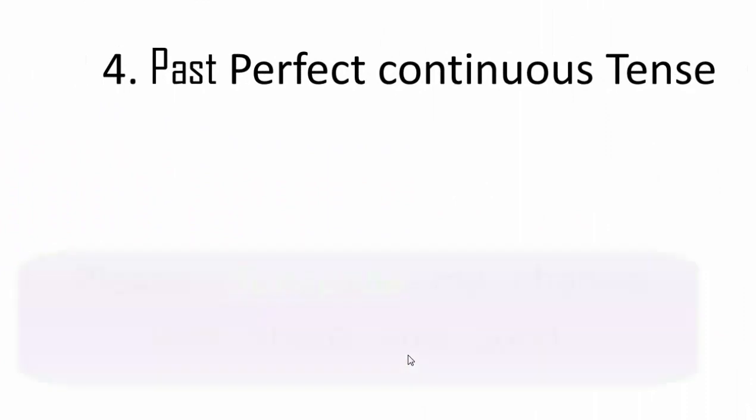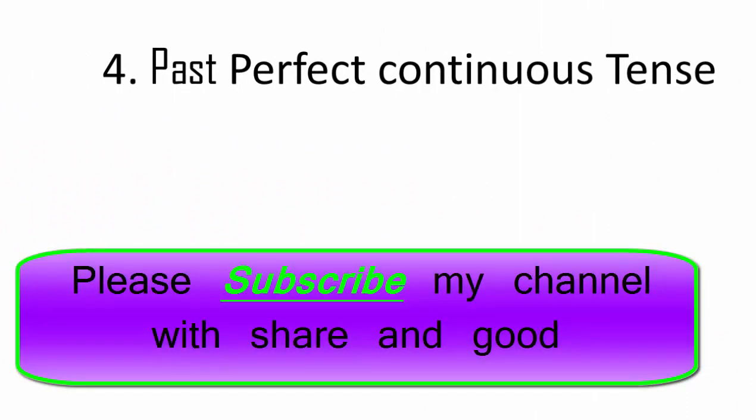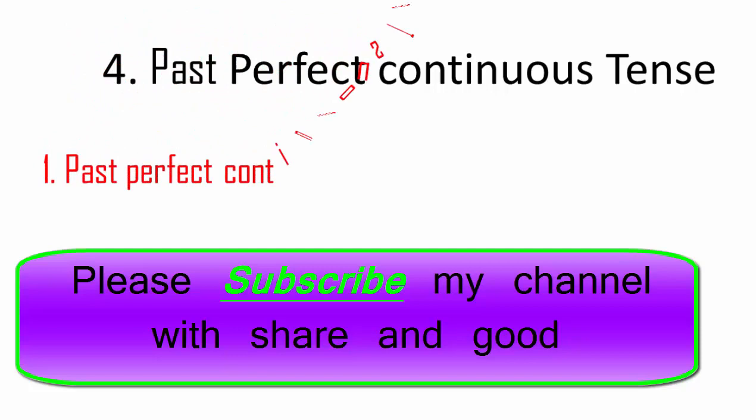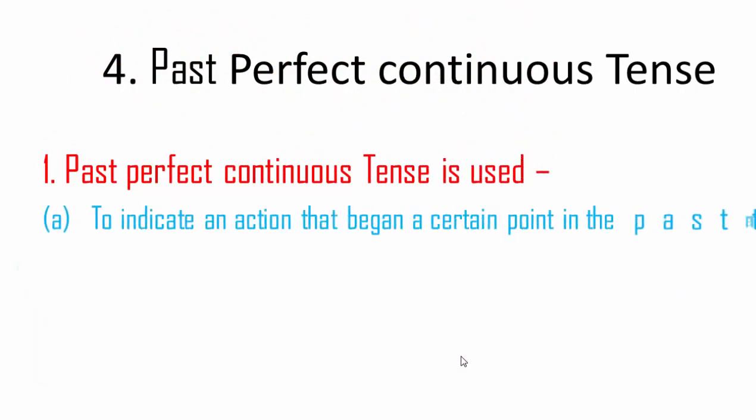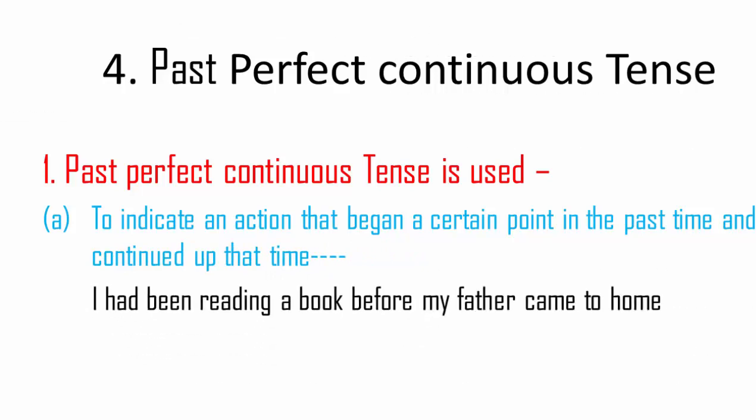Okay. Next, past perfect continuous tense. What is past perfect continuous tense and how can we use it? To indicate an action that began at a certain point of time in the past and continued at that time. Example, I had been reading a book before my father came home. I had been reading a book. It was continuing for some time before my father came home. This is past perfect continuous tense.